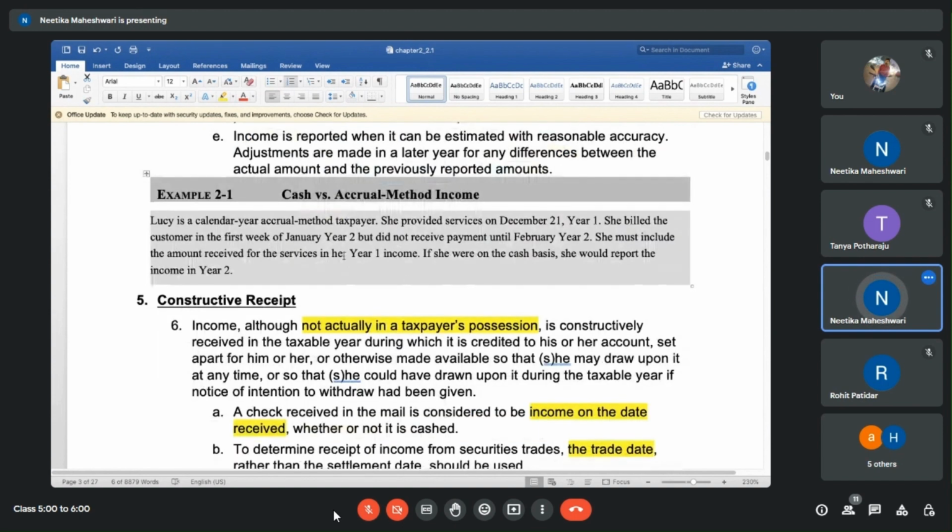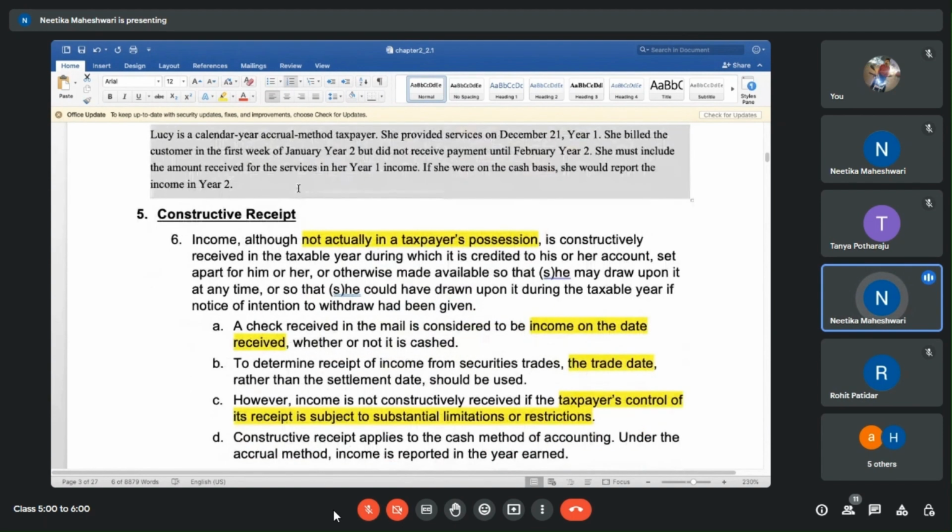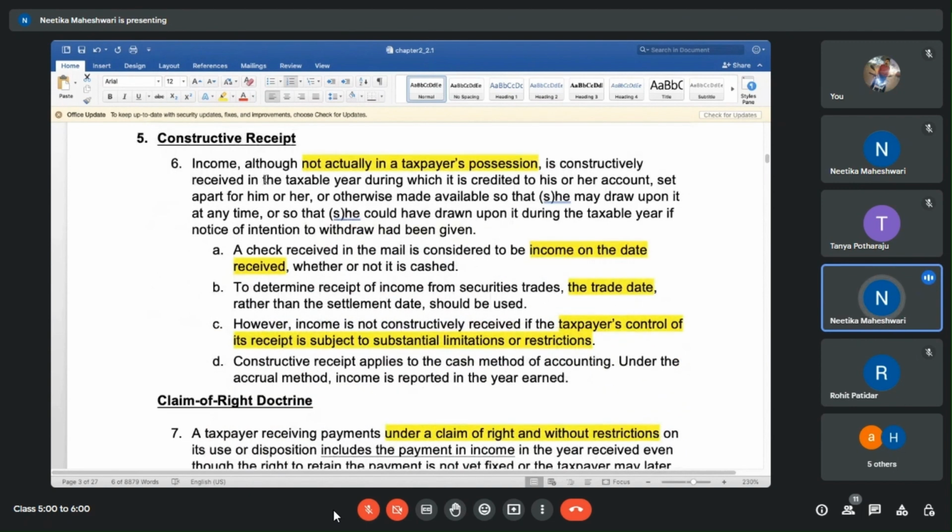We'll go over that later. First, we'll just finish up constructive receipt. Now, what is that?